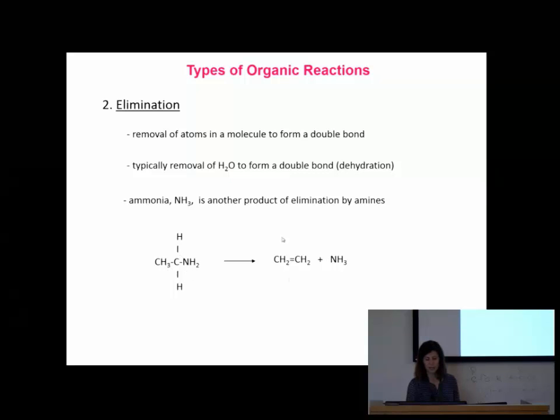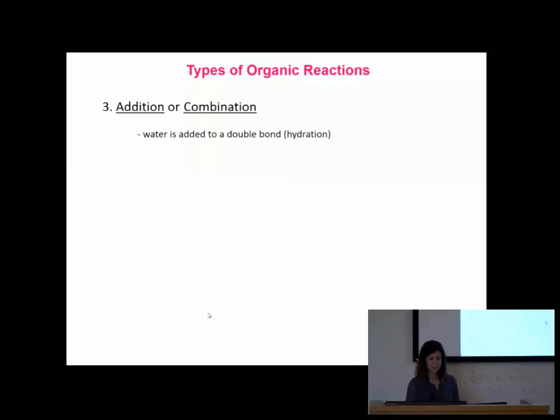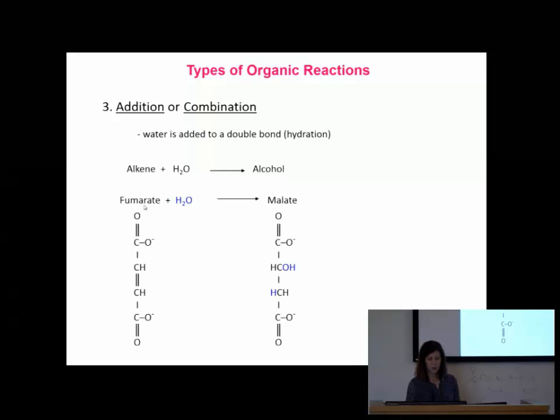The reverse of elimination is addition. So we have this in our citric acid cycle, actually, Krebs cycle, where we take fumarate, we add water to it and make malate. We'd have a double bond here. And what we're doing is we're putting water across that. So what we're doing is we're taking away the double bond. So elimination is putting a double bond in. Addition is you're adding across that double bond.